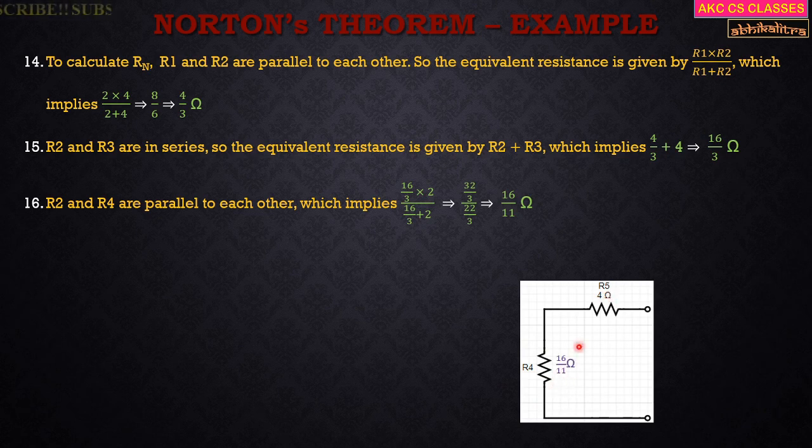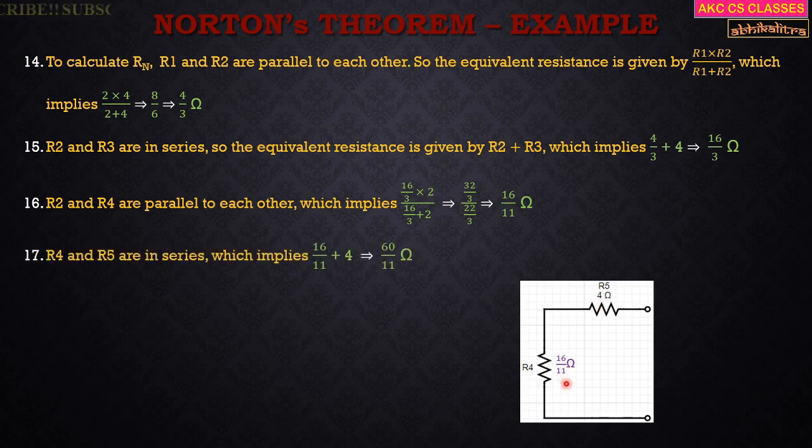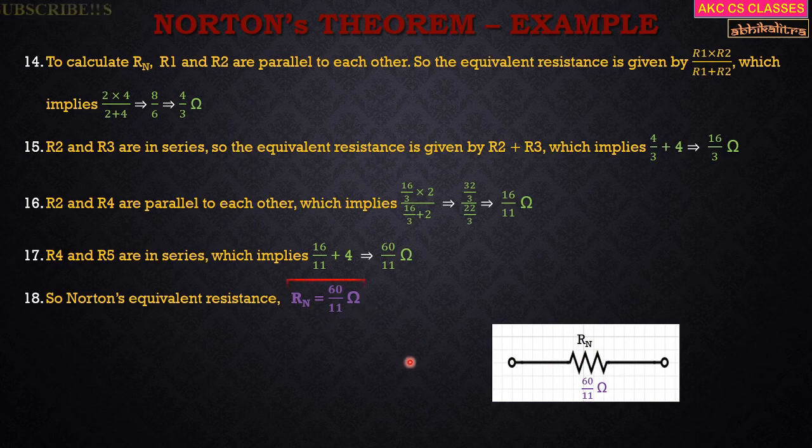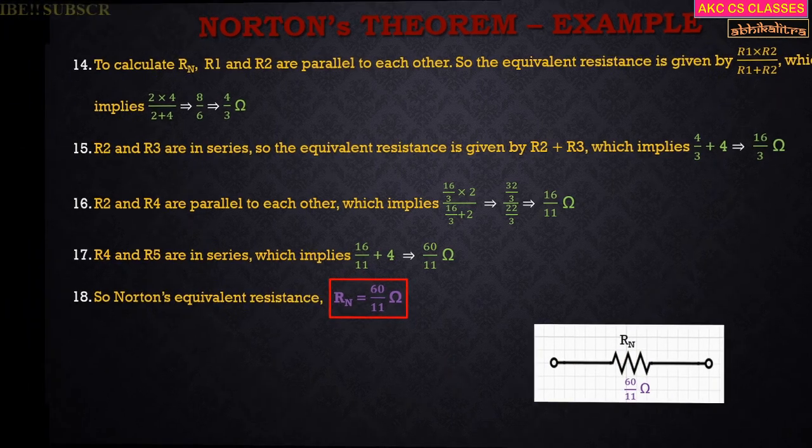Again R4 and R5 are in series, so R4 and R5 will be added together. So 16 by 11 plus 4 will give you 60 by 11 ohm. So 60 by 11 ohm is the equivalent resistance for the entire circuit, right? We obtain a single equivalent resistance denoted by Rn equal to 60 by 11 ohm, which is the Norton's equivalent resistance and has a value of 60 by 11 ohm.